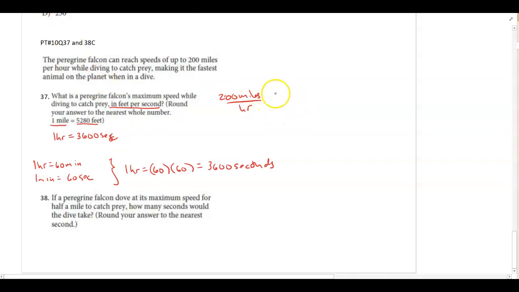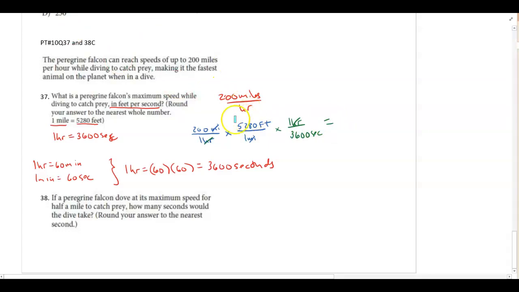So now what I'm going to do is come over here and I'm going to say 200 miles for every 1 hour times. First thing I'm going to do is eliminate miles and convert that to feet. So remember, I need miles to cancel out. So 1 mile, these cancel, is equivalent to 5,280 feet. So right now I have feet left. But now I have to convert that hours to seconds. So times 1 hour has to go on top to cancel the hours out. Over, we need 1 hour is equivalent to 3,600 seconds.